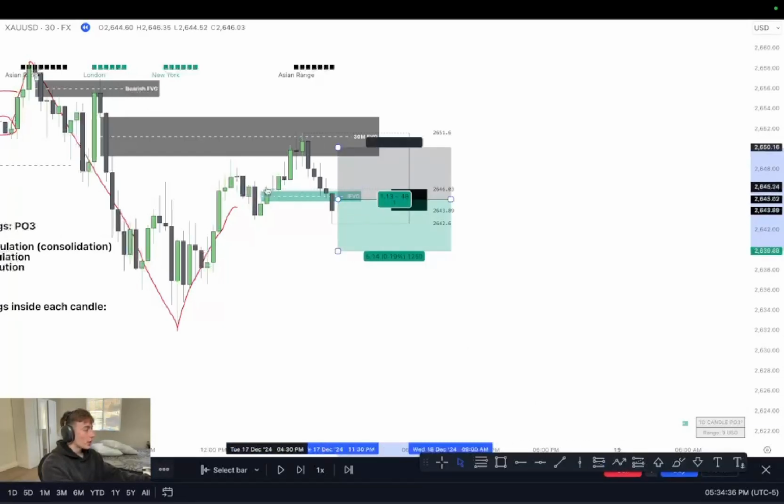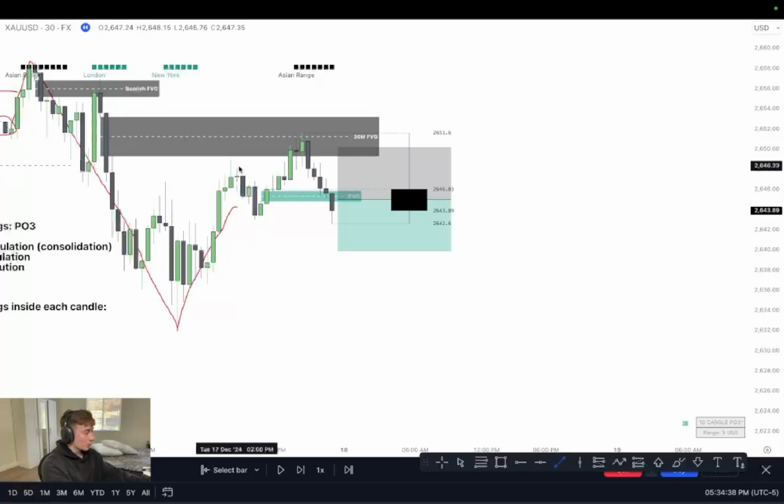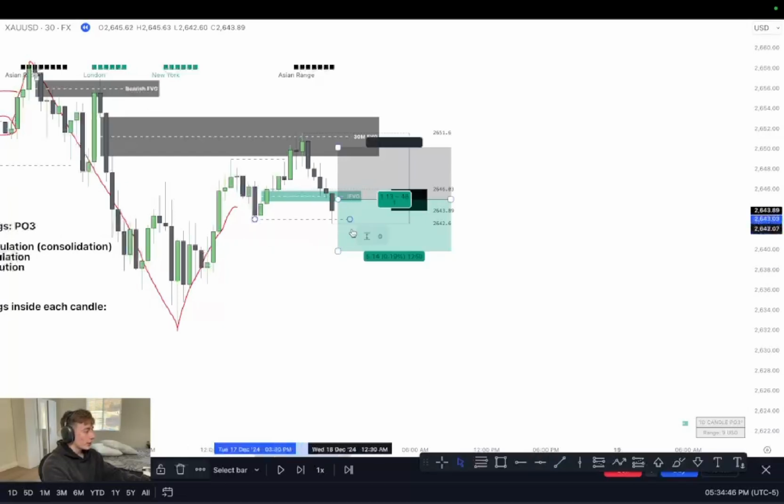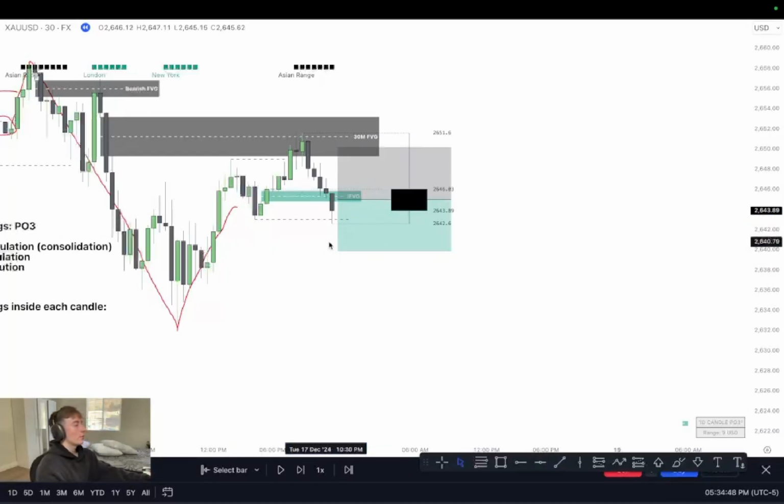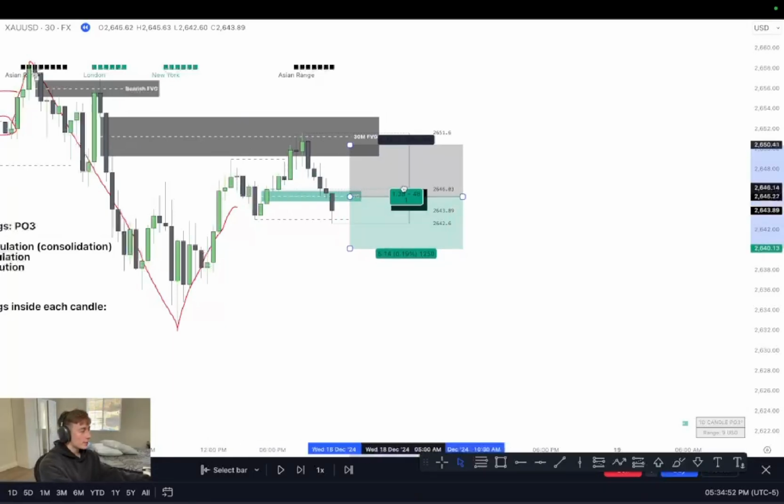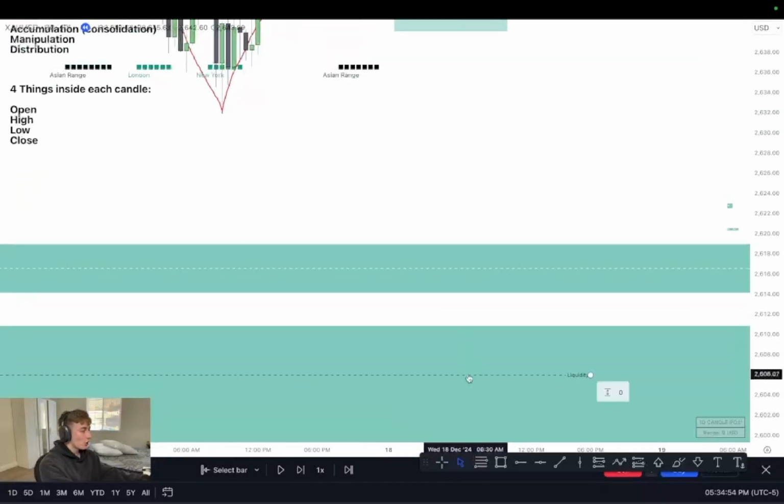So now that we got the manipulation, right? Going back to power of 3, we got the manipulation towards buy side, towards sell side right here. And we already manipulated on that. And then you ask yourself, okay, we manipulated on both sides of liquidity. Where are we going to go now? And in this case, we obviously know that it's going to draw down here.